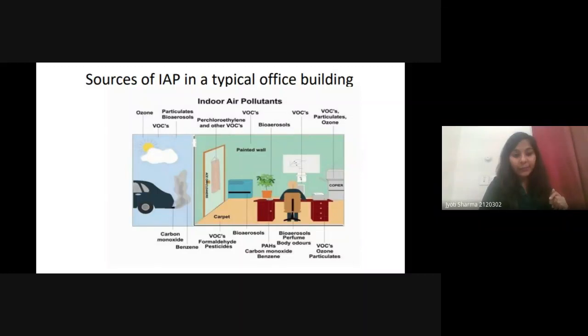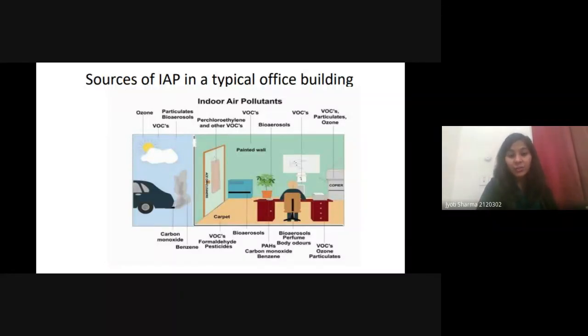Yes, here there is an example of what activity or what equipment or what furniture can give you what different pollutant, and that we can also define as the indoor air pollutant. So for example, a painted wall can give you volatile organic compounds. If there is a tree or a plant inside your home, then it can give you bioaerosol. If there is a carpet in your house, it can give you volatile organic compounds, formaldehyde, and pesticides.